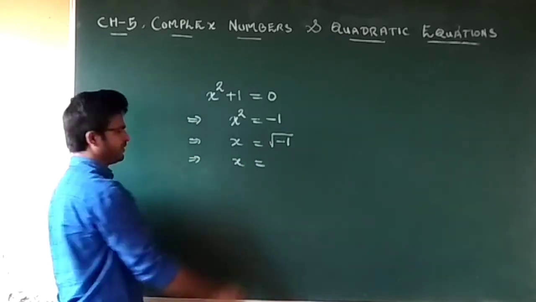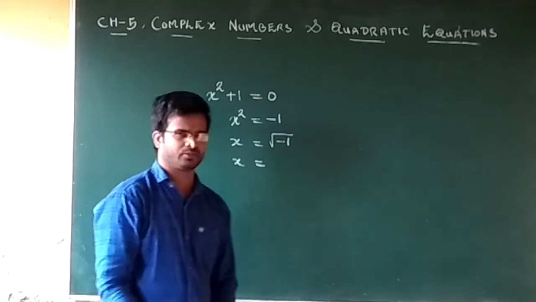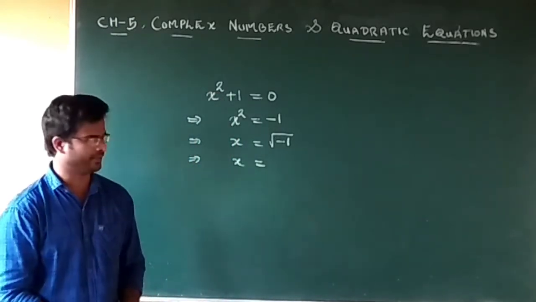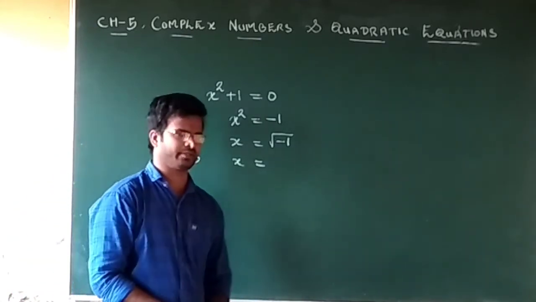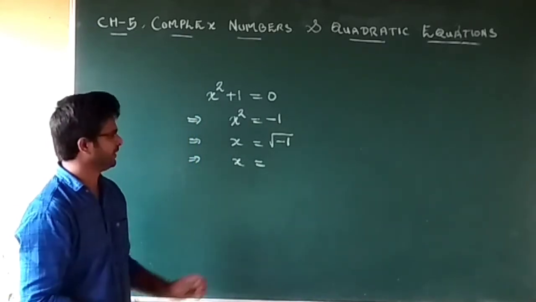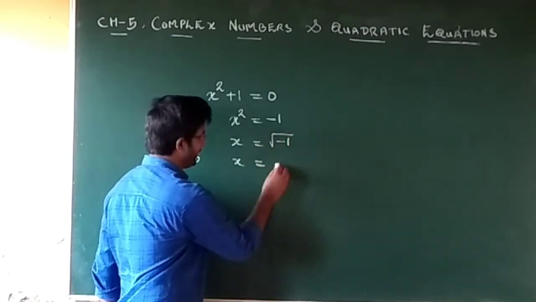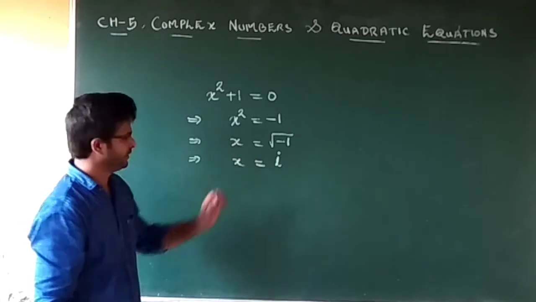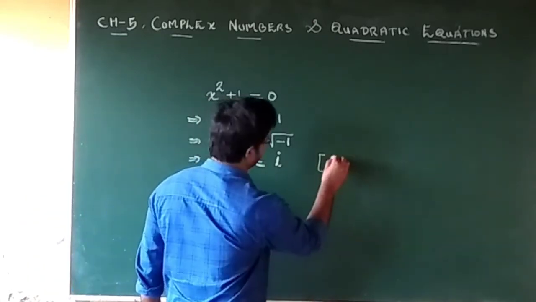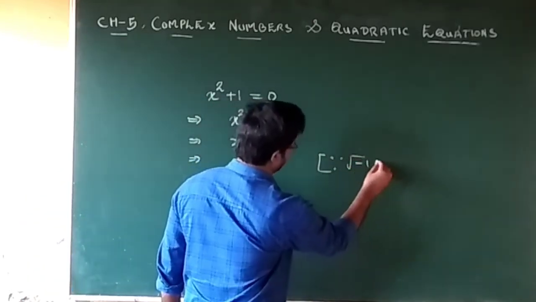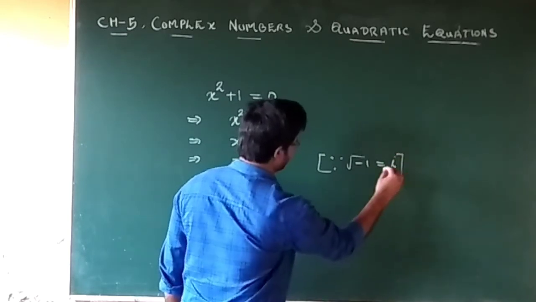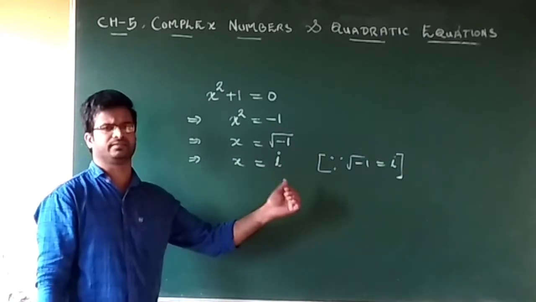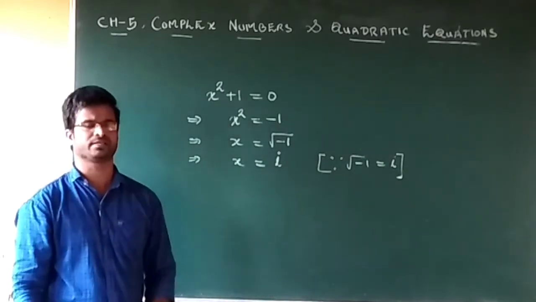x equal to, what is the square root of minus 1? The square root of a negative number we cannot find out. In lower class we have studied this, isn't it? Then here we are using a new term: the square root of minus 1 we will represent by i. Then the square root of minus 1 value is i. Any number that includes i is known as a complex number.